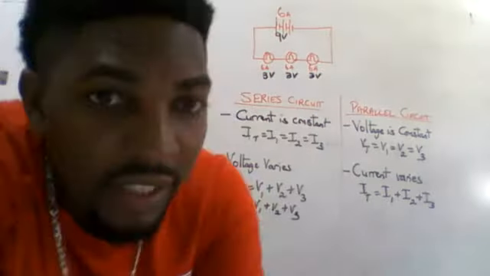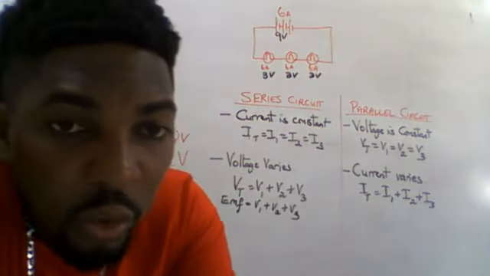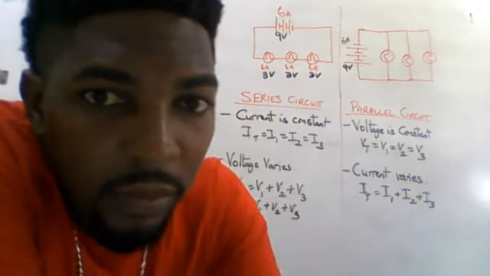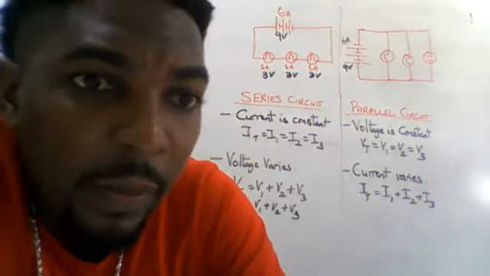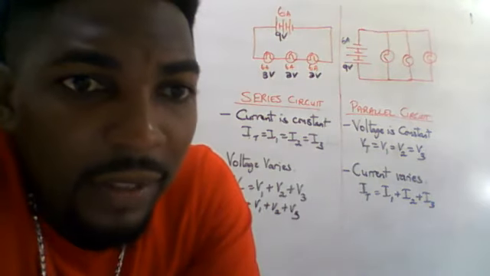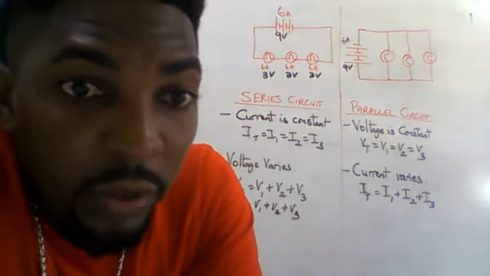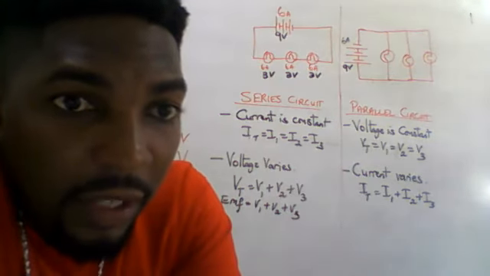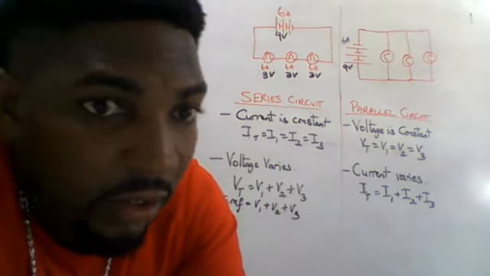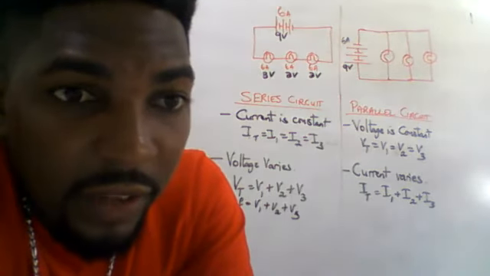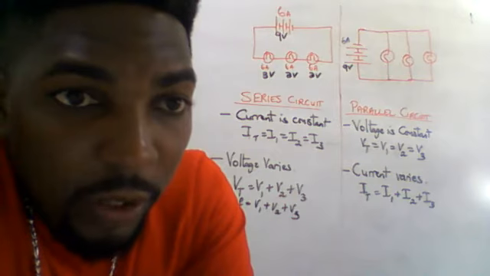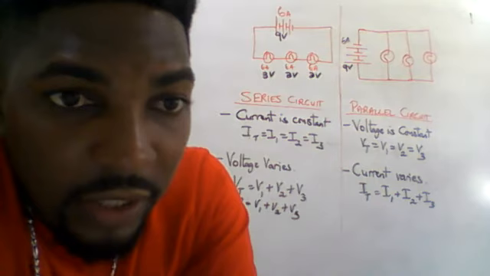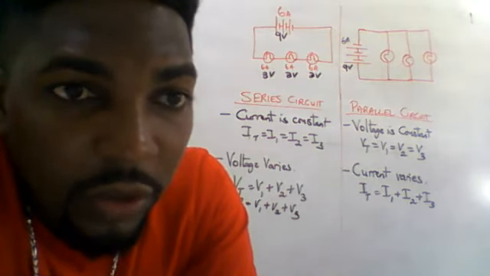Alright? EMF is the term used there when we're referring to the total voltage. Good? In the case of the parallel circuit now, we want to know what happens. What we would have learned before is that in a parallel circuit, the voltage is constant. Good? So it means that the total voltage delivered from the battery power is going to be equal to the voltage across each of the components. That Vt is going to be equal to V1, equal to V2, equal to V3.